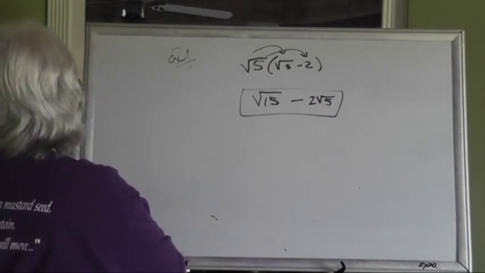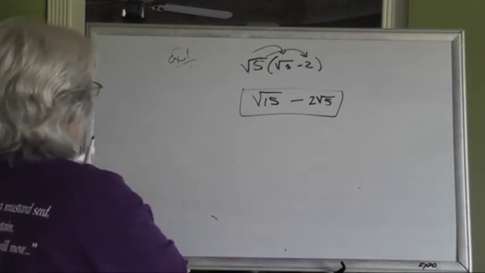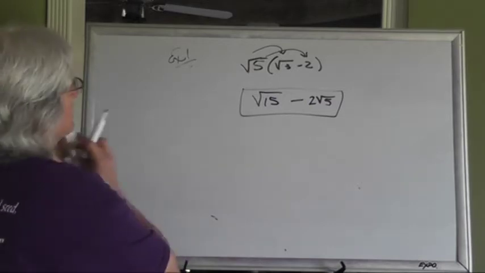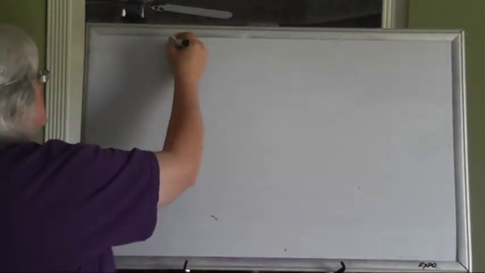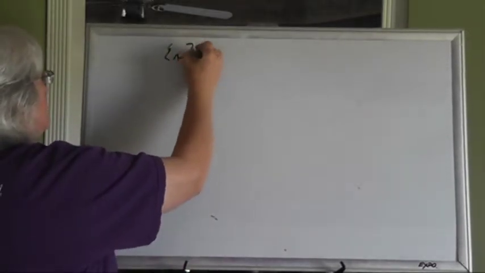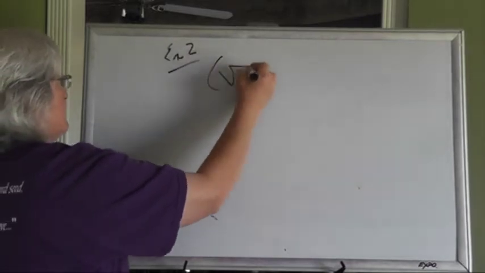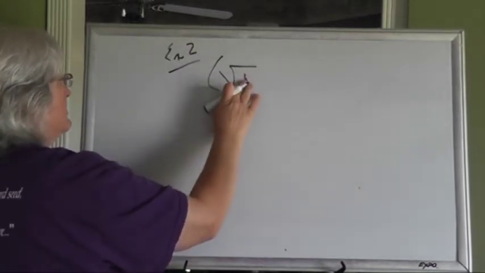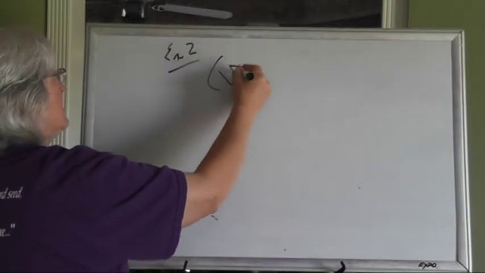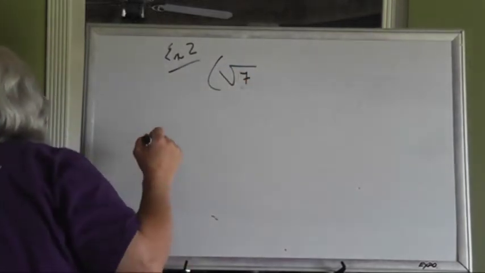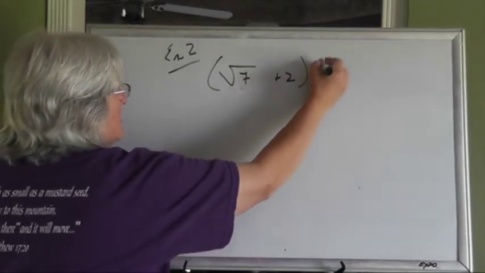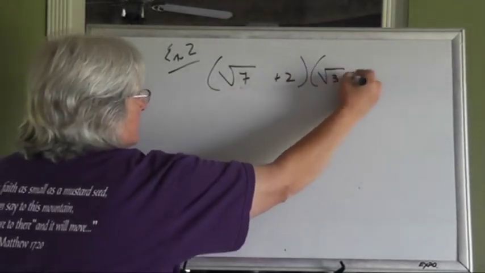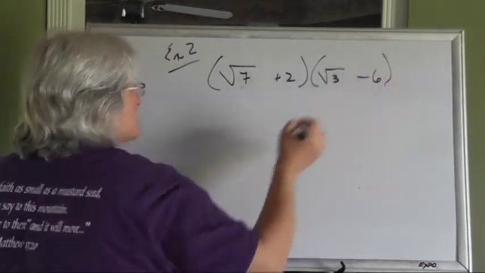Square root of 7 plus 2, square root of 3 minus 6. Let me go ahead and erase this because it's a little bit longer problem. This is example number 2. And it is the square root of 7. Now you explain to me why I just wrote a 3. It is the square root of 7 plus 2 times the square root of 3 minus 6.